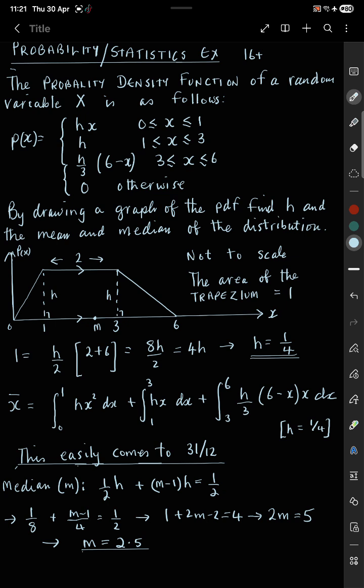So to find that, we would just have to work out the area. The first triangle is h times 1 divided by 2, and then the next bit is a rectangle which has one side equal to m minus 1, the other side equal to h, and that's got to come to 1/2. So because h is 1/4, that becomes 1 over 8 plus (m minus 1) over 4 has got to equal 1/2. Multiplying up by 8, we get 1 plus 2m minus 2 has got to equal 4, which means 2m is 5 and m is 2.5.